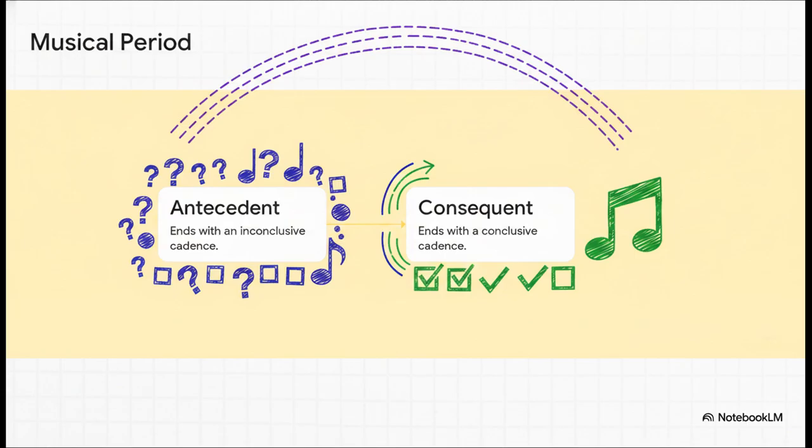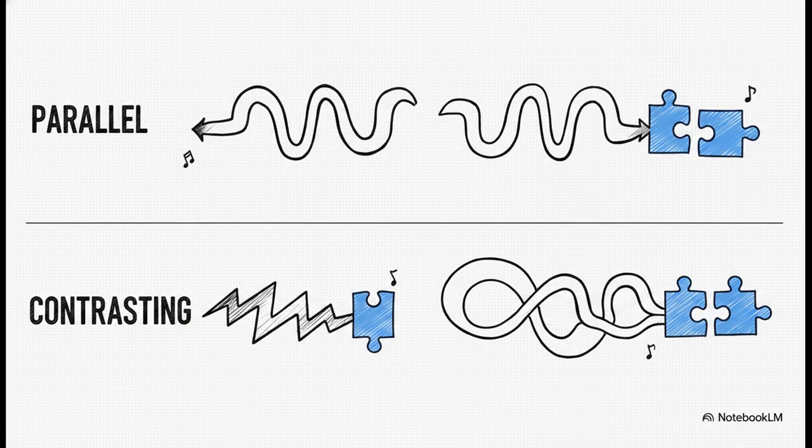Then, step 2, you follow it immediately with a consequent phrase. This one ends with a conclusive cadence, like a perfect authentic cadence, providing the definitive musical answer. When you pair two phrases up like this, you create a perfectly balanced period driven entirely by the tension and release of the underlying chords. And honestly, here is where it gets really fascinating. The melody actually plays a secondary role to the harmony when defining these periods.